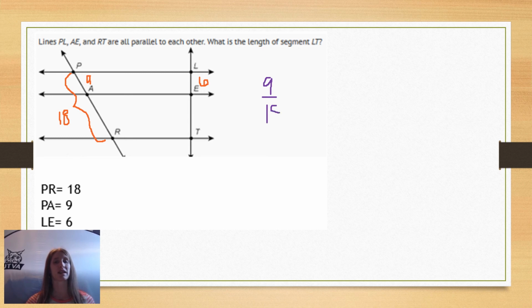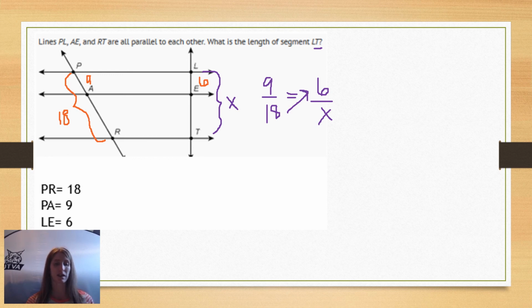So I'm going to go ahead and write it as 9 over 18, because remember, I like to stay on the same side. And that equals, now, what I'm trying to find is LT. So that's this whole side length, which is good for this problem because we have the whole side length on the other side. And so I can just set up a proportion and say, now I'm finding 6 over x. And then I cross multiply.